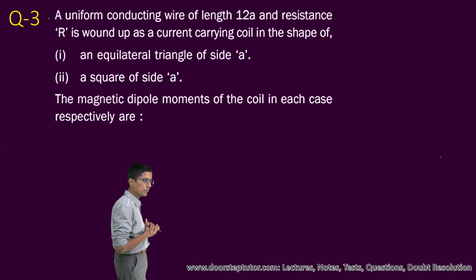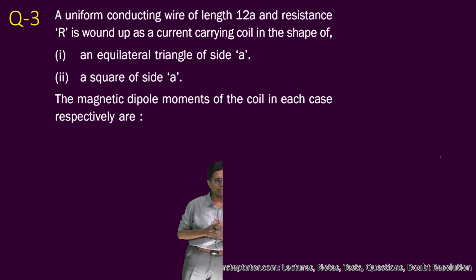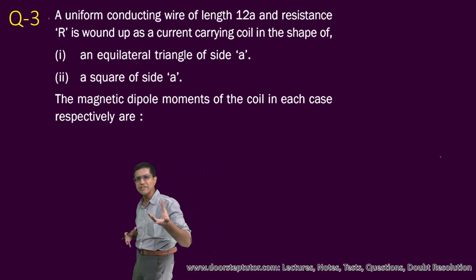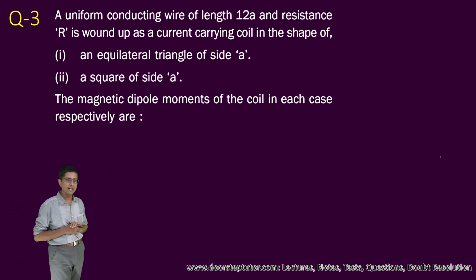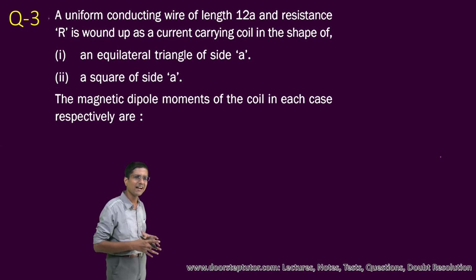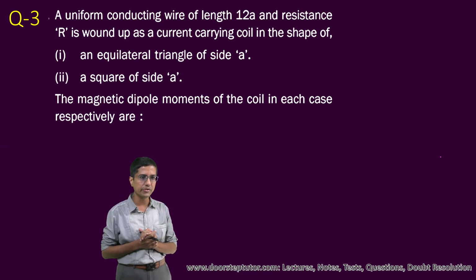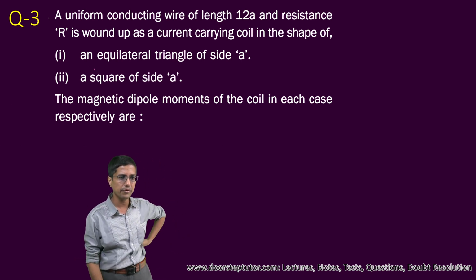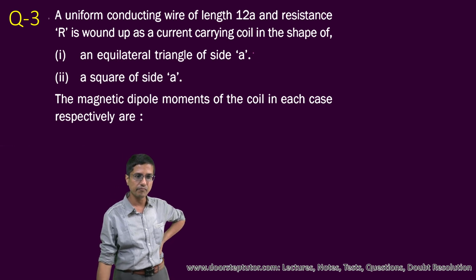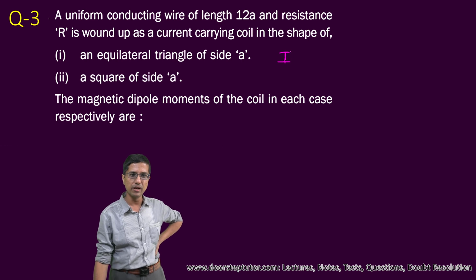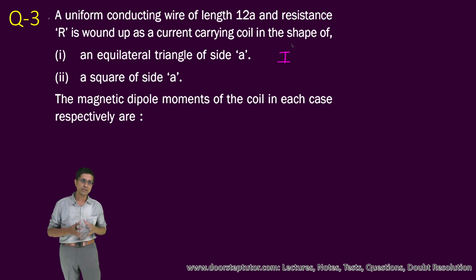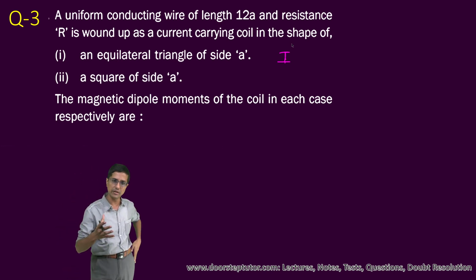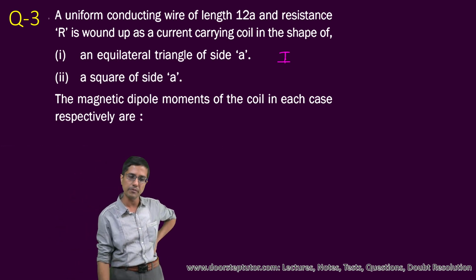Now with this we move on to our third question. Now here again things are not very complicated. It's actually very direct, very simple question. So we have a wire of length 12a and resistance R. Now see, this resistance R is actually not important in this question because we have to find out this dipole moment in terms of the current I. Okay, so the current I has already been given that we are passing a current I through the coil, and that's what we have been asked. That's what the choices here are given in terms of.